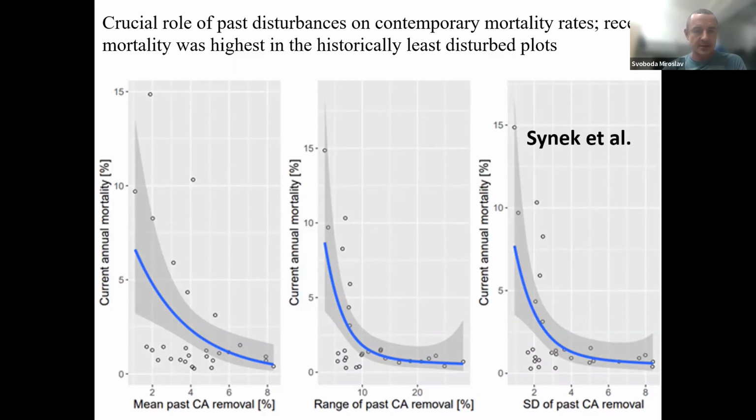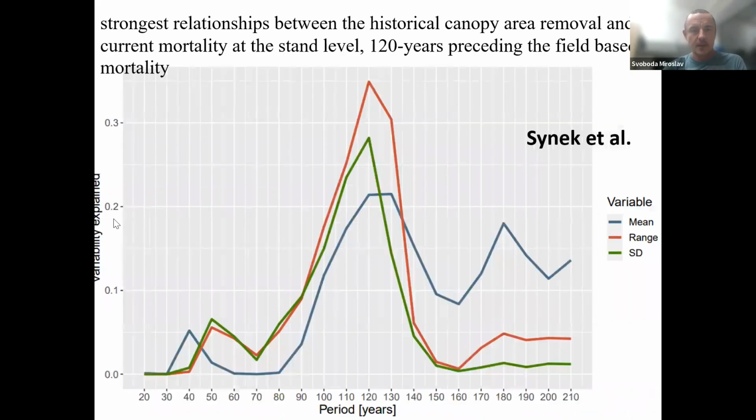So here you can see the different variables for the past canopy removal that we can calculate from our tree ring data, and you can see the recent mortality rates, which I think is quite interesting. And this figure actually shows the variability explained in the current tree mortality from the field, from the repeated measurements, and how this can be explained by the past canopy disturbance.